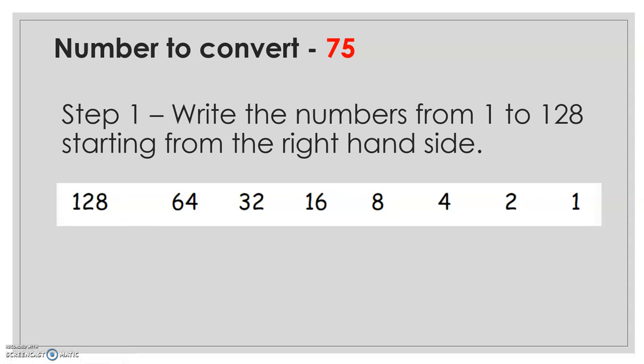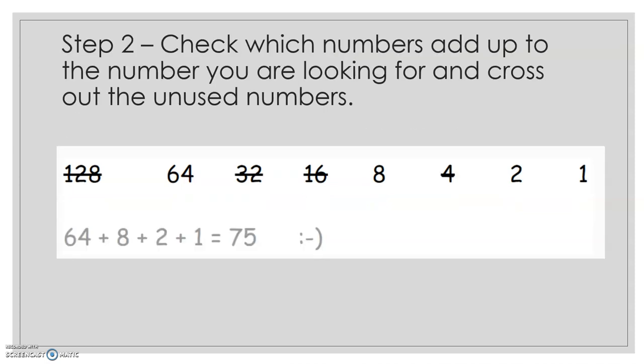So you've got your number, we've got number 75, we need to convert into binary. You write the binary scale from 1 to 128 on the top row. Once you've done that, you need to go through those numbers and see which numbers, when I add them together, make the number 75.